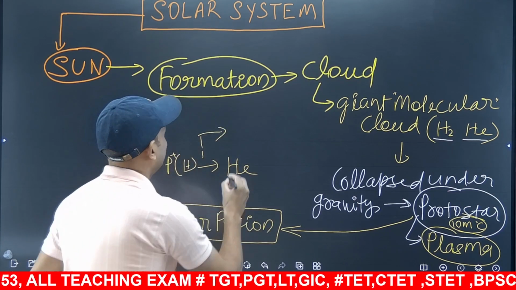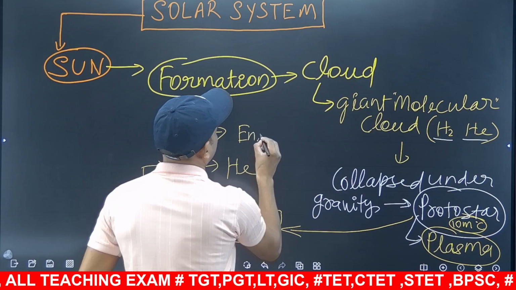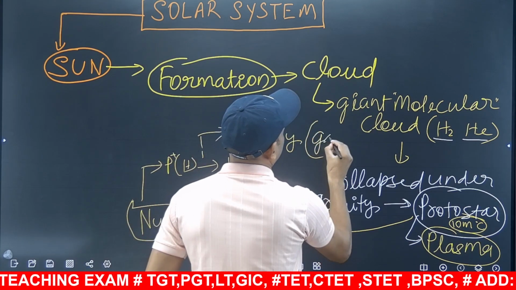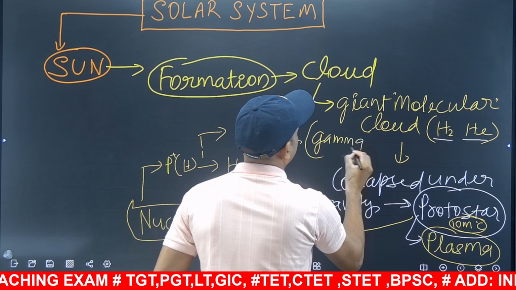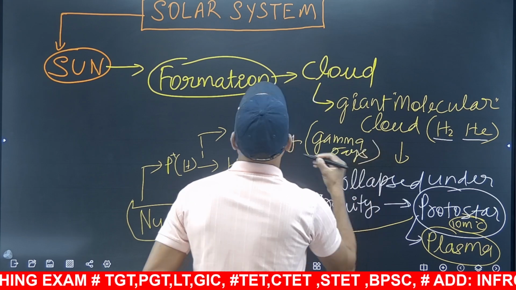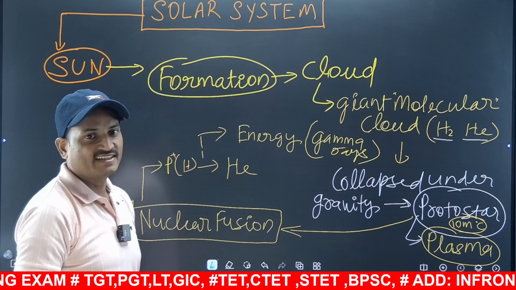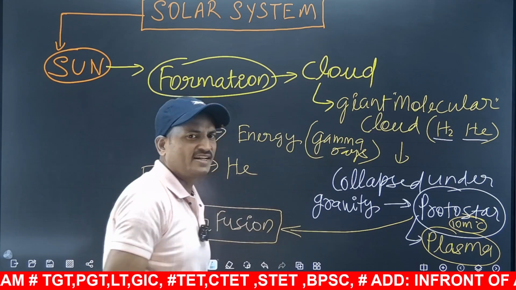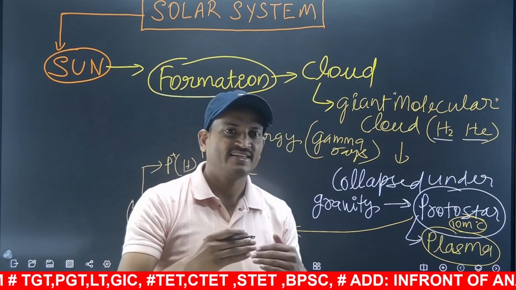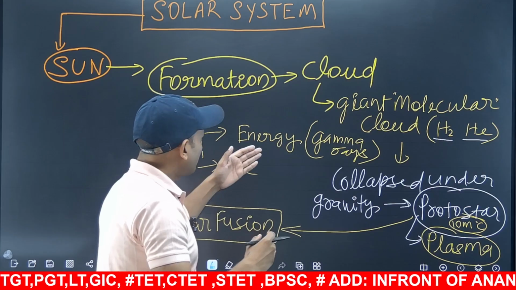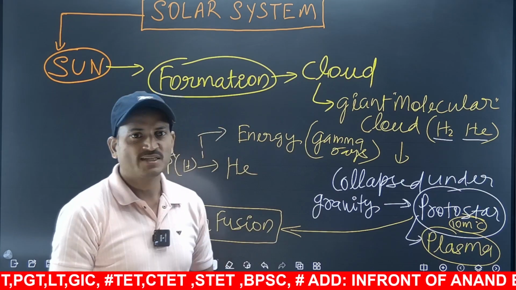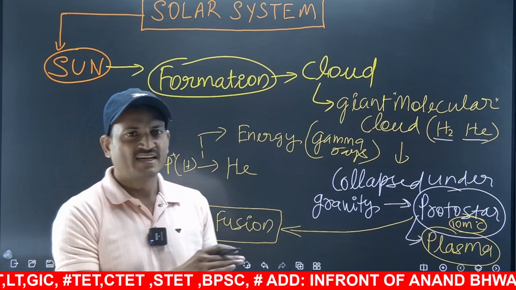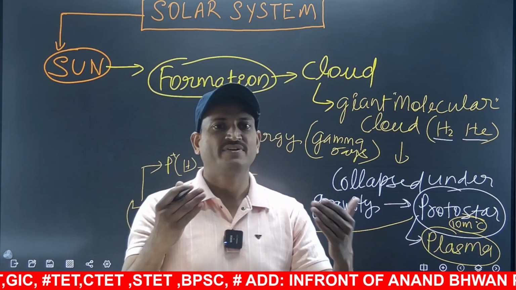Energy in the form of gamma rays. Tremendous energy is released in the form of gamma rays. Those gamma rays then strike through the radiative zone, and they get weakened. Then ultimately we get the heat and the light that we are getting from the sun.